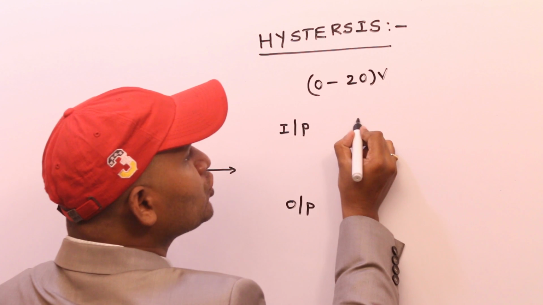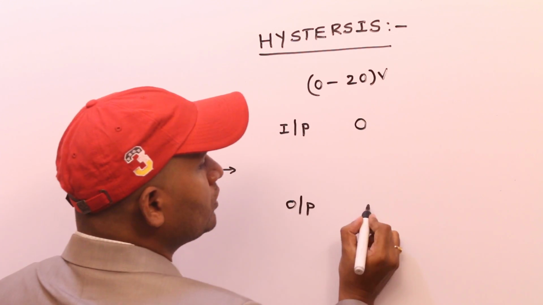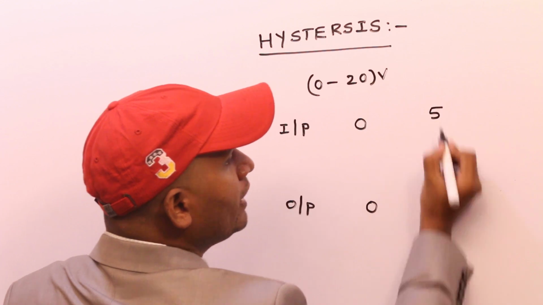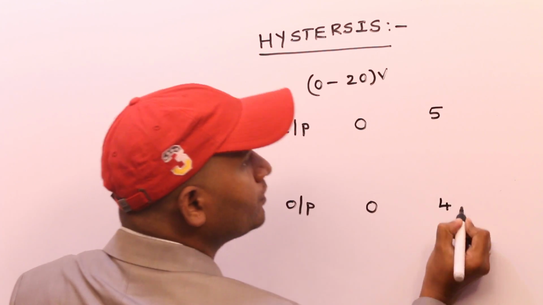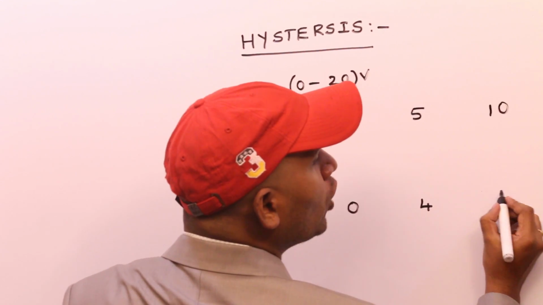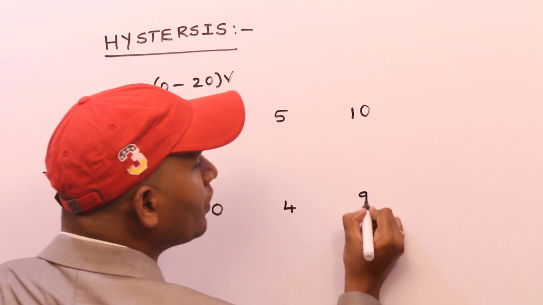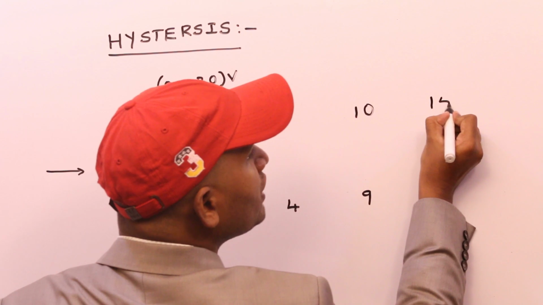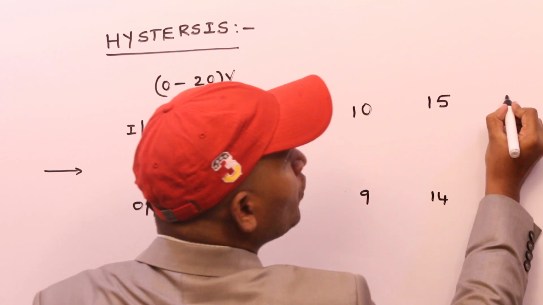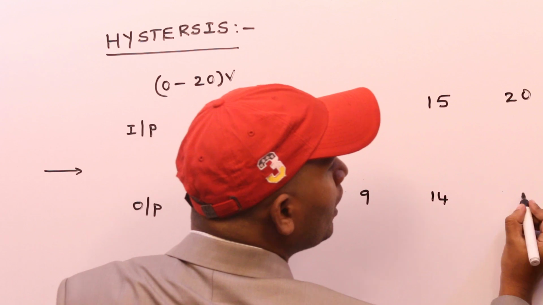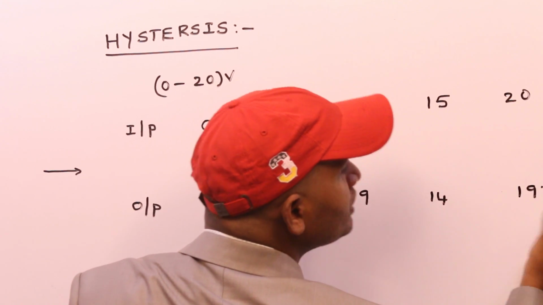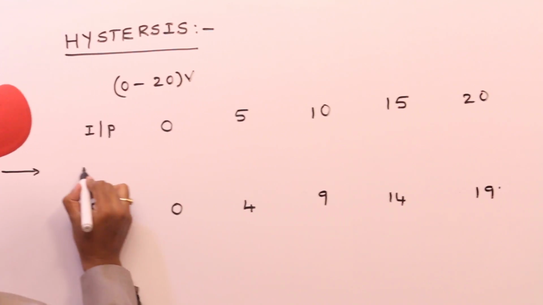Let us consider this instrument gives, for 0 volts input, an output of 0. For 5 volts input, it gives an output of 4 volts. For 10 volts input, it gives 9 volts. For 15 volts input, it gives 14 volts. For 20 volts input, it gives 19 volts. This is for increasing order.